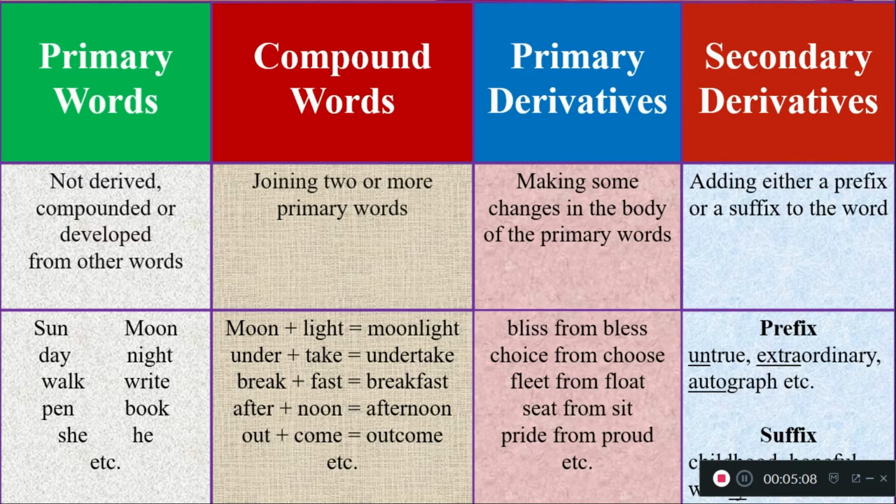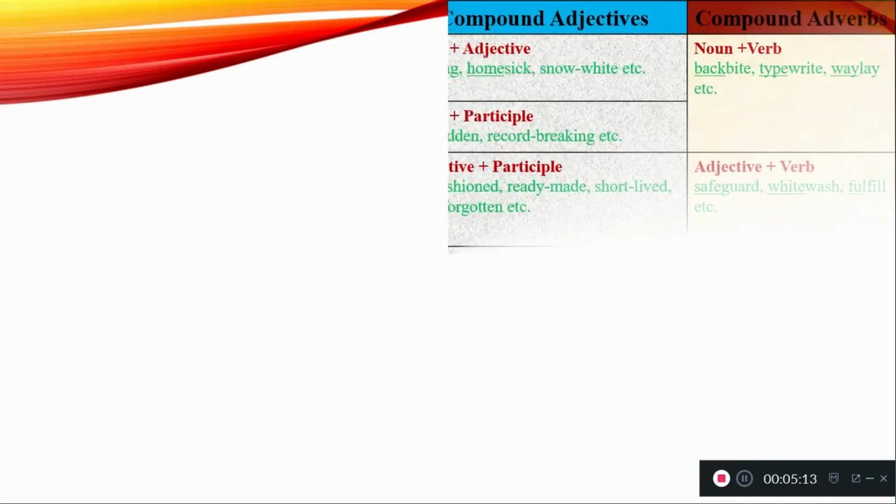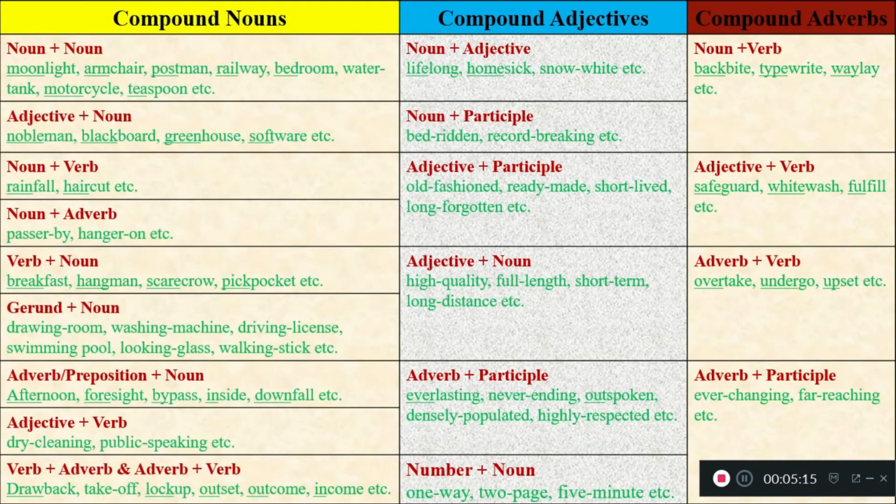Let's discuss compound words. Compound words can be classified into three categories: compound nouns, compound adjectives, and compound adverbs. First, compound nouns. Compound nouns can be formed by adding a noun with another noun, such as moonlight. Here, moon and light both are nouns. Similarly, armchair, postman, motorcycle, teaspoon are compound nouns.